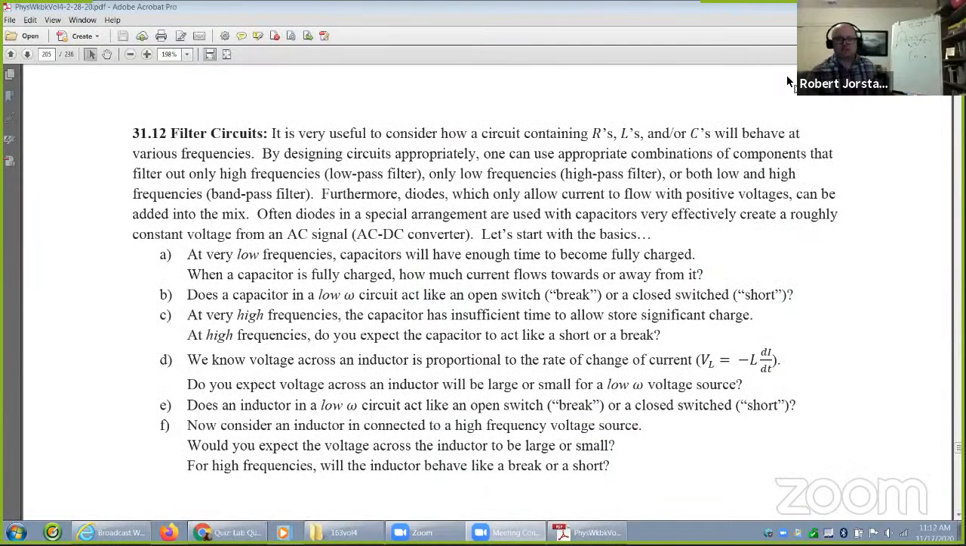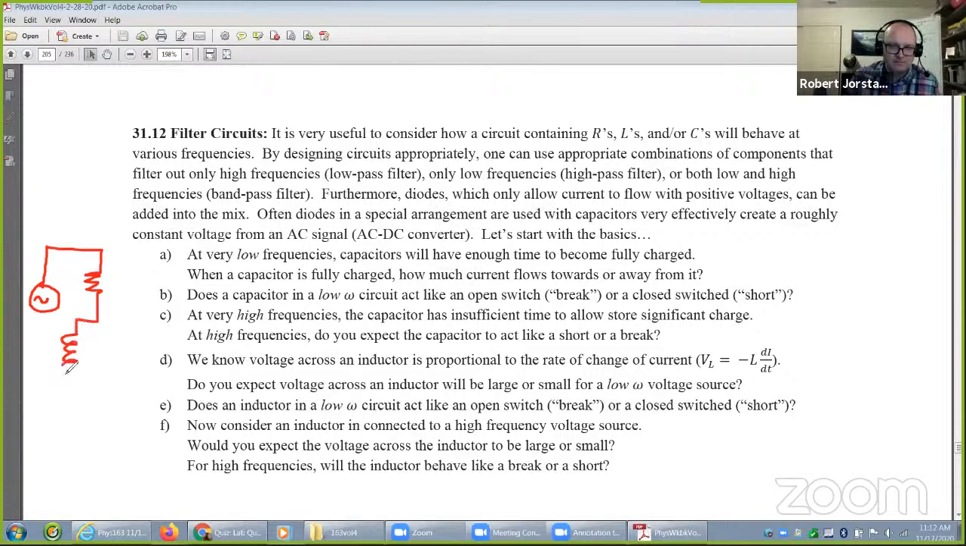Okay, and so we're just doing a couple of quick conceptual questions to help you understand things here. All right. So imagine you've got circuits. You could have a circuit here. There's an AC source, so some kind of function generator, and maybe there's a resistor, and maybe there's an inductor. Maybe there's a capacitor. Okay, so let's just do this random example to start.